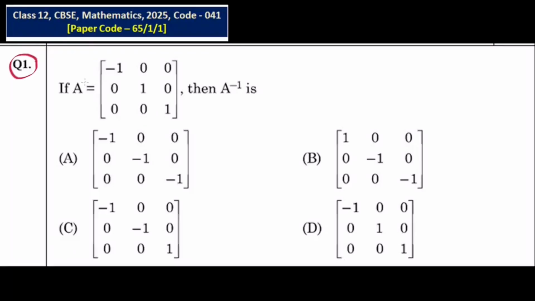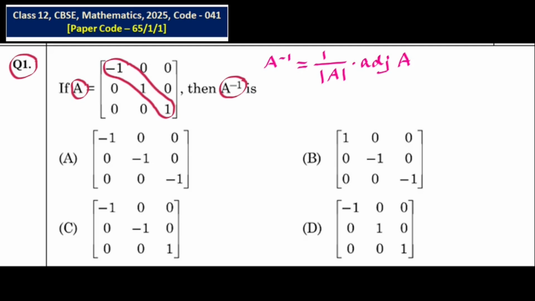Question 1. Matrix A is given and we have to find its inverse. Matrix A is a diagonal matrix and inverse of matrix A is 1 upon determinant of A into adjoint of A. Matrix A is a diagonal matrix, so its determinant is product of its diagonal elements. So determinant of A is minus 1 into 1 into 1, minus 1.